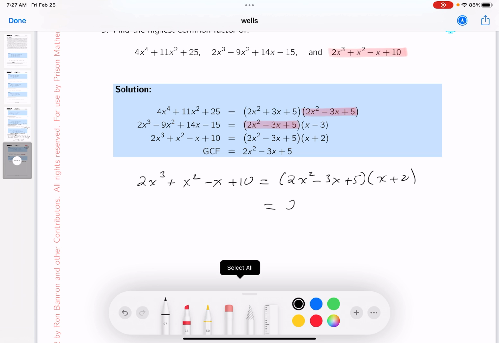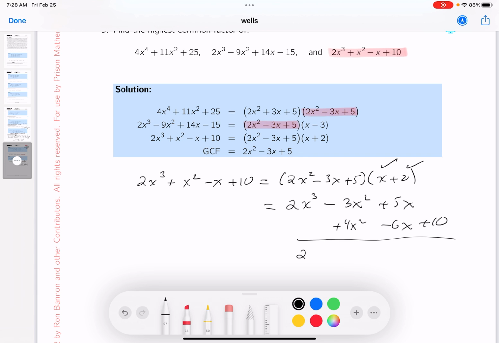What do you get? Let's write this down, checking. That's 2x cubed, and I'm multiplying by x, by the way, minus 3x squared plus 5x. I like to check. That's 4x squared. Let's see, 2 times 2 is 4, minus 6x plus 10. Combine it all together. Whoops, sorry about that. You get 2x cubed plus x squared minus x plus 10. Is that what's here? Sure is. We've got a factor then. What's the factorization? This guy right over here. As expected, we're getting that factor there and this one over here.